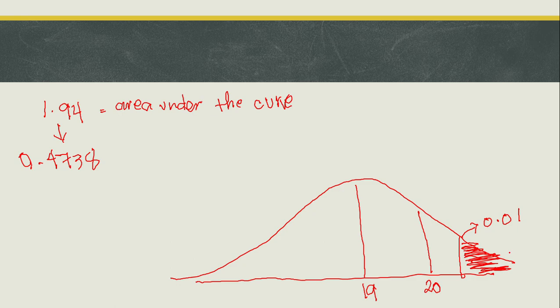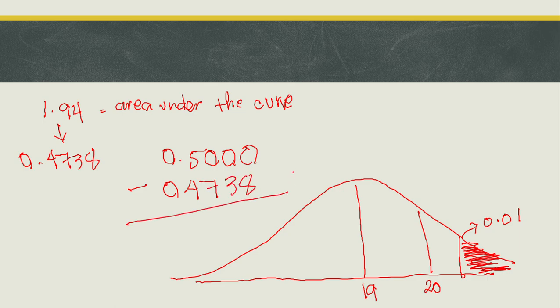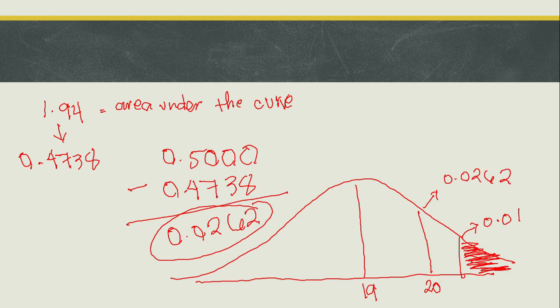Anong gagawin namin sa 0.4738? Okay. Ang gagawin po natin dyan, kagaya ng ginagawa natin before, isosubtract natin si 0.5000 kay 0.4738 kasi kalahati lang. Yung positive side lang. So, gagawin 0.5000 minus 0.4738. Ano ang answer? Ang answer po is 0.0262. Sir, nasaan to? Ito po siya. Yung 20. That is 0.0262. Did you get me?